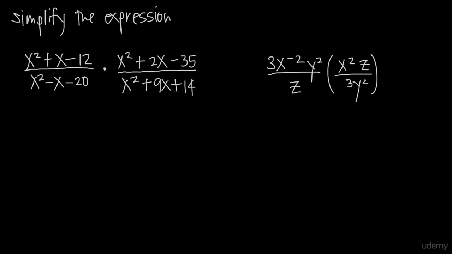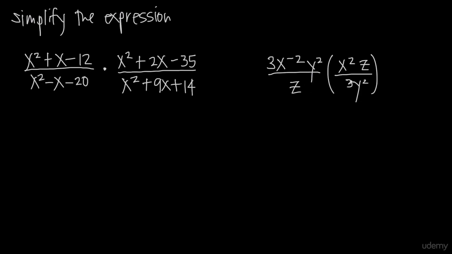In this video, we're talking about multiplication of rational expressions. Remember that a rational expression is just a fraction where the numerator and/or the denominator is a polynomial, not just a simple whole number. We've got a couple examples here, and we're going to start over here on the right with this second example. We have 3x to the negative 2 y squared divided by z times this other rational expression, x squared z over 3y squared. So we're multiplying these together in order to simplify this expression.